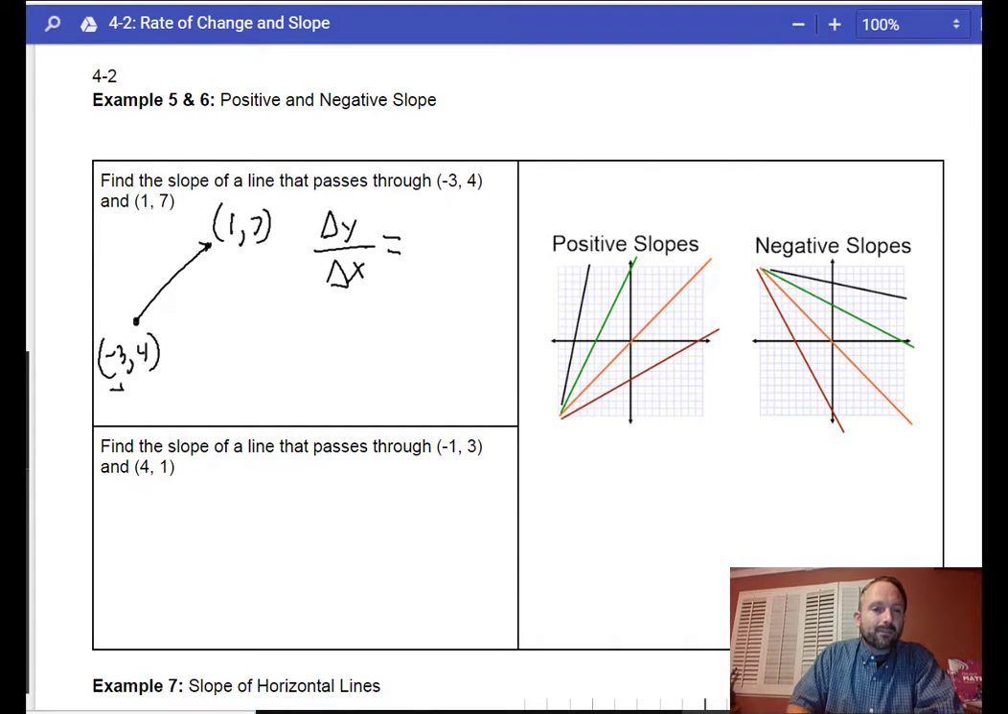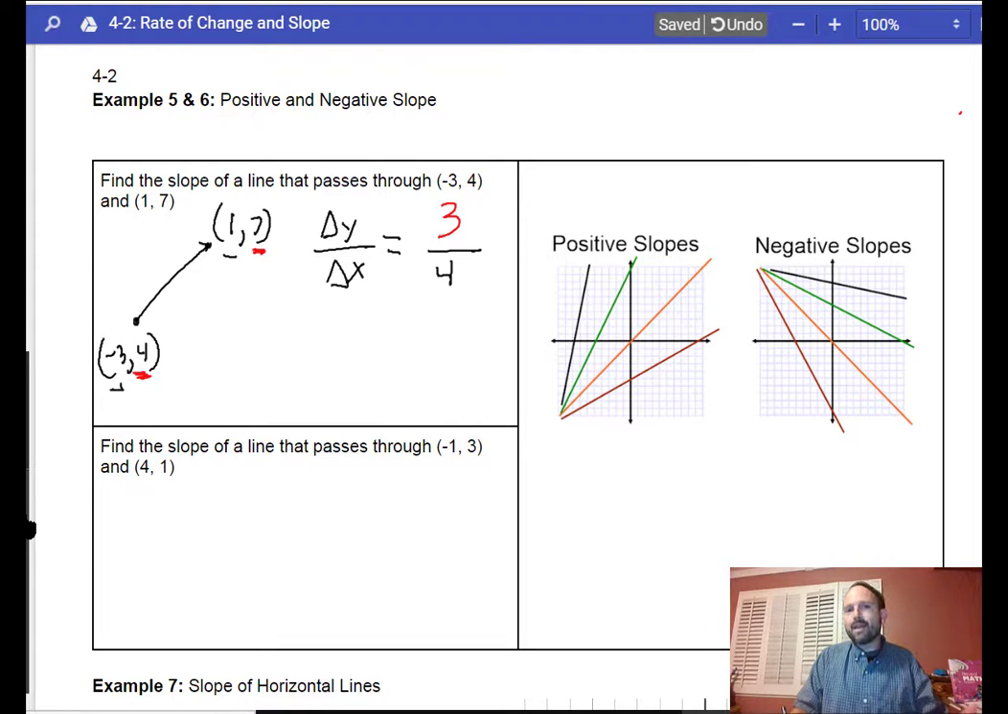So it's going to go from -3 to 1. Well, what's the distance if it goes from -3 to 1? Well, that would be 4. So that means my x is 4. Now here's my y. If it starts at 4 and it goes up to 7, how much up did it go? Well, it went up 3. So here's the question. Is 3 divided by 4 a positive or negative number? It's a positive number. So therefore, this has a positive slope.